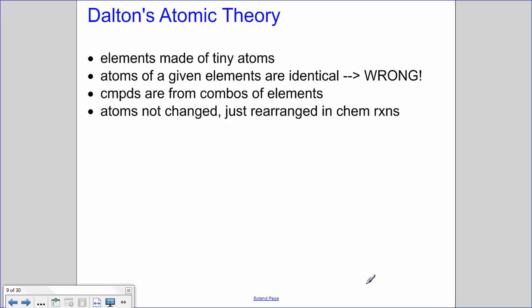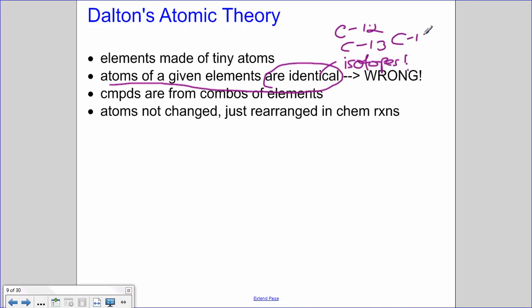Dalton's also important because of his atomic theory. Most of this is still true except for this one part: atoms of a given element are always identical. That's incorrect because of isotopes. We know that isotopes exist, and that means there's a different number of neutrons between each of the isotopes of an element, such as carbon-12, carbon-13, carbon-14. We can keep going, but between each of these carbon atoms there's a different number of neutrons, meaning they're not identical. So some of this is not true today.